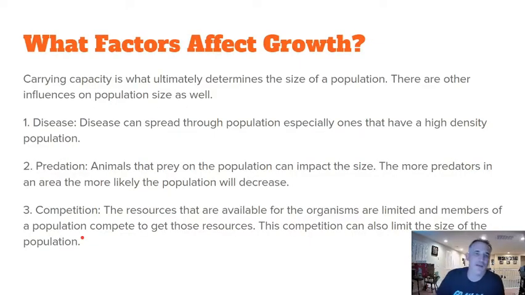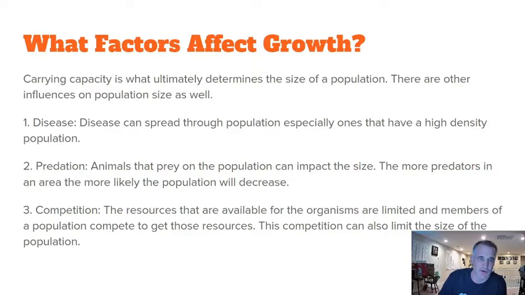All right, so what other factors can affect growth? A few things, right? Carrying capacity is what ultimately determines the size of the population. But there's other influences in a population as well. Disease. Disease can spread through a population, especially ones that have high density, and can basically slow down population growth, or even reverse it or make it shrink, right? It can cause a lot more deaths than normal. And if deaths outnumber births, well, then it's a negative growth pattern.